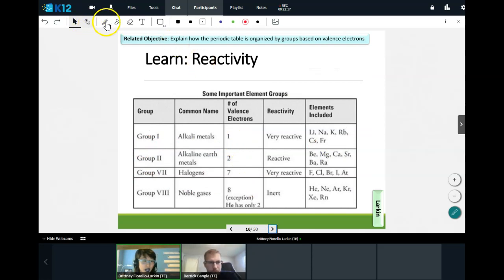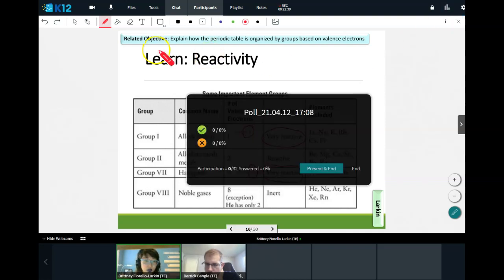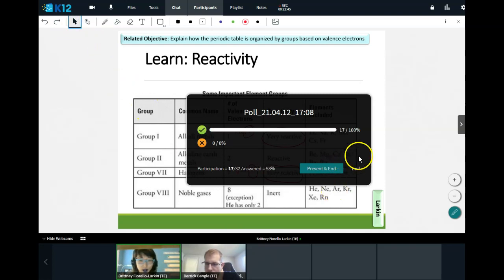Taking a look at the summary here, again, group 1 you can see is labeled as very reactive, and group 17 is also labeled as very reactive. The two most reactive groups on the periodic table, because this group only needs to lose 1, this group only needs to gain 1, and so anytime you're only dealing with 1 electron, that makes you extremely reactive regardless of if you're gaining or losing. One more time, green checks, orange checks, if that makes sense. Again, doesn't matter if you're gaining or losing. If it's 1 electron, you're highly reactive.